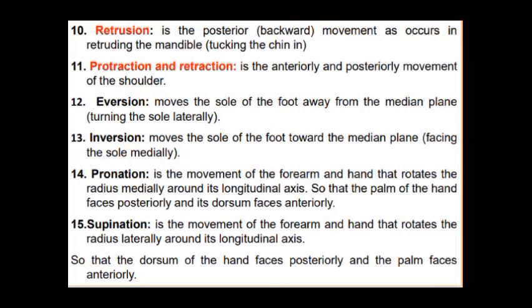N. Pronation is the movement of the forearm and hand that rotates the radius medially around its longitudinal axis, so that the palm of the hand faces posteriorly and its dorsum faces anteriorly. O. Supination is the movement of the forearm and hand that rotates the radius laterally around its longitudinal axis, so that the dorsum of the hand faces posteriorly and the palm faces anteriorly.